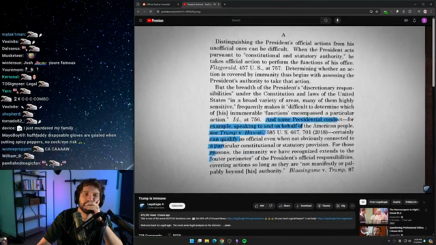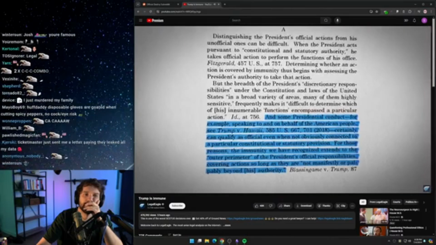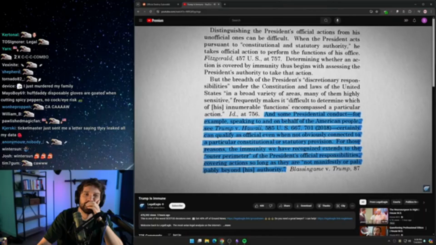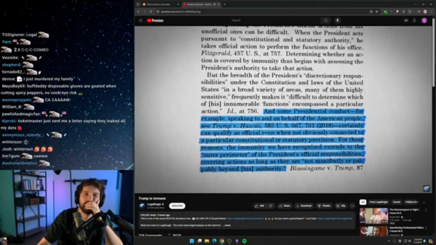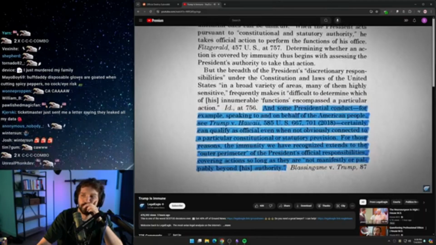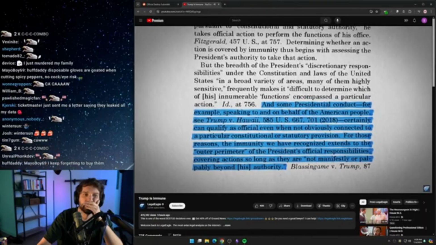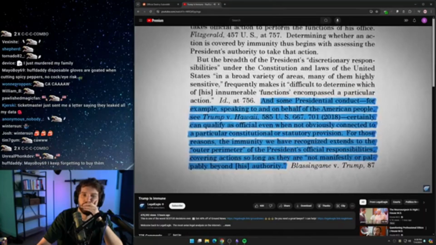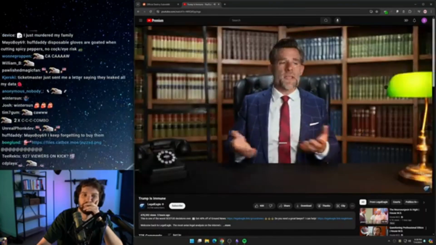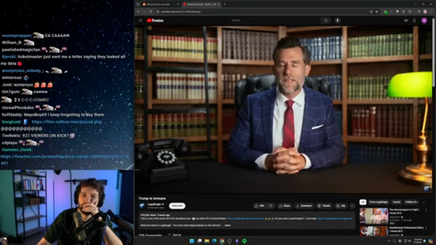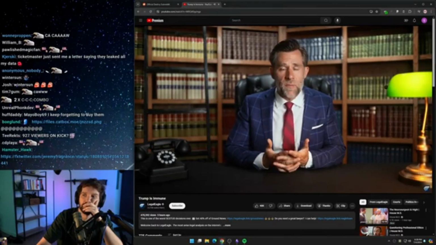The majority says, quote, "and some presidential conduct, for example, speaking to and on behalf of the American people, certainly can qualify as official conduct when not obviously connected to a particular constitutional or statutory provision. For those reasons, the immunity we have recognized extends to the outer perimeter of the president's official responsibilities, covering actions so long as they are not manifestly or palpably beyond his authority." So if you think that sounds like a very broad description of presidential official acts, you'd be right. I would be challenged to come up with a broader definition.